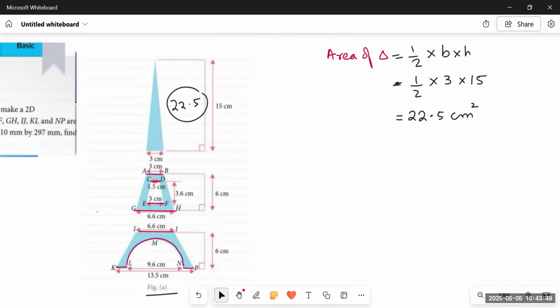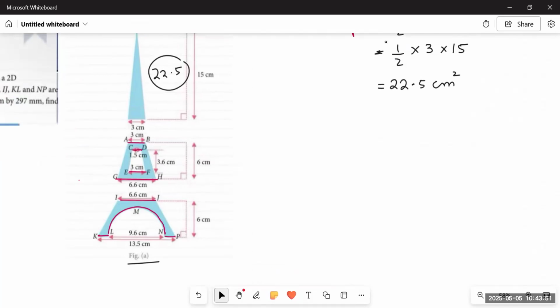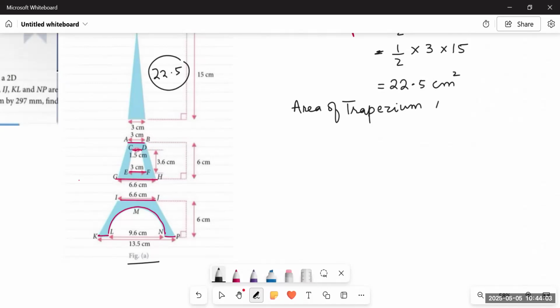Then comes the second shape. You can see that there are two trapeziums. One is ABGH. So first we are going to find the area of trapezium ABGH. But we don't need the area of the whole trapezium since there is another trapezium inside of it which is not shaded. It's not part of the drawing. So we have to omit it.